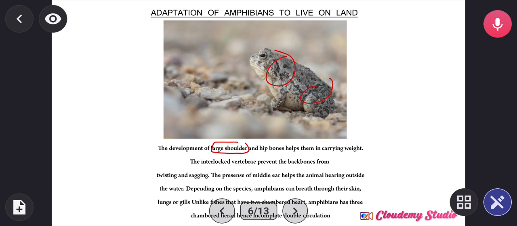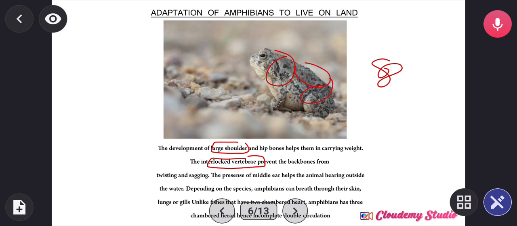Another thing is they have interlocked vertebrae, and these interlocked vertebrae prevent their backbone from twisting or sagging when they are hopping. So it helps them in what? In their movements, right? Another thing is they have something we call the middle ear. The middle ear helps them in hearing outside of the water.